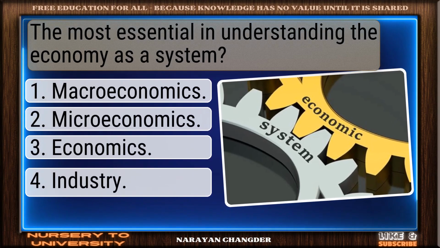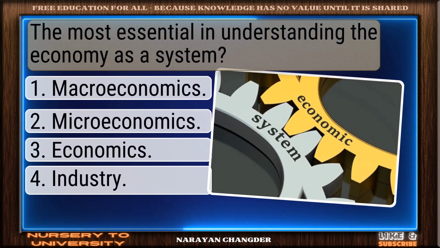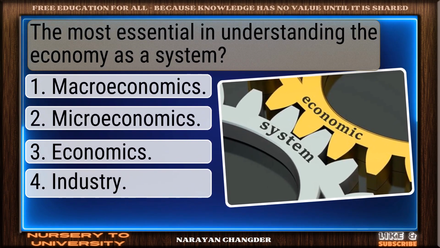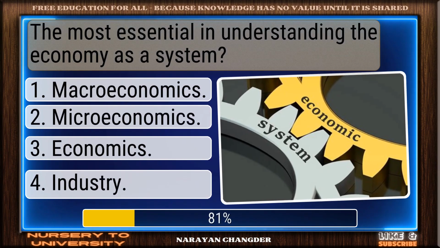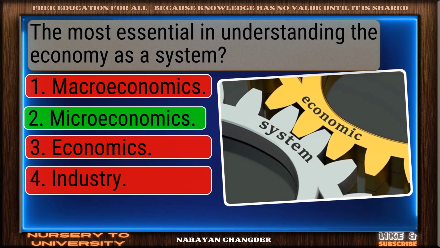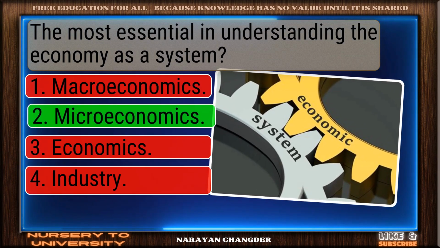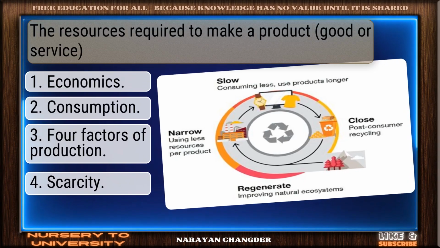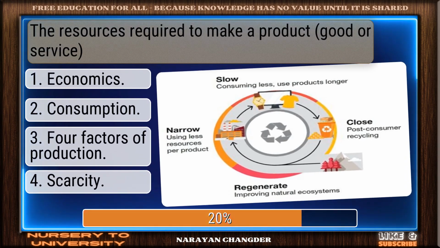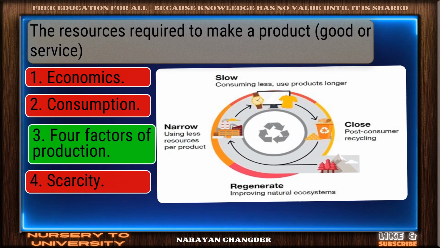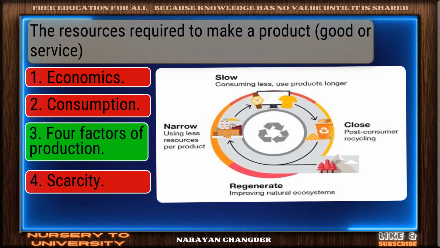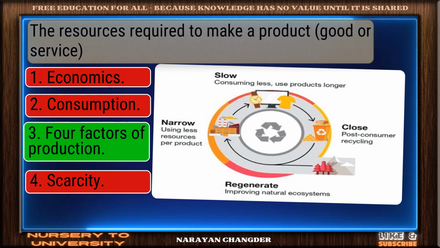The most essential in understanding the economy as a system. Good thinking. Microeconomics is the right answer. The resources required to make a product. You got it. Your choice 4 factors of production is right.